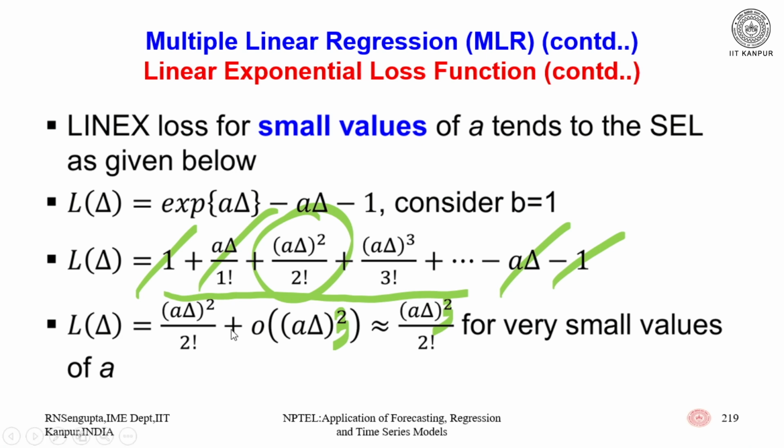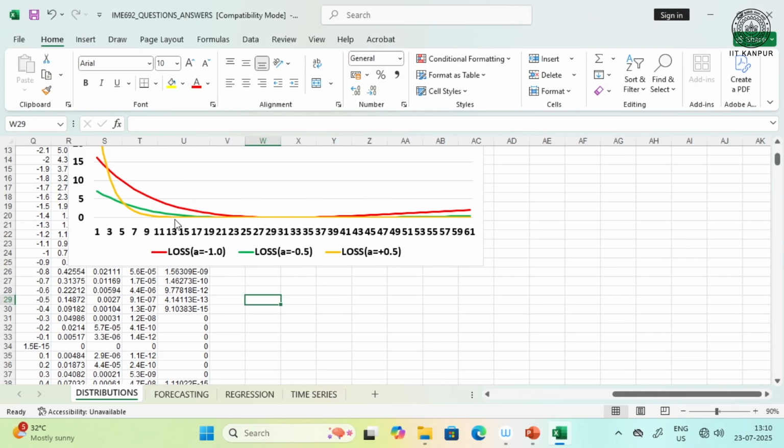Let me go back again to the Excel file. If you zoom in on the values where delta is very small, around the value of delta 0, it looks almost like a squared error loss. That means both positive error and negative error are being equally penalized. So for small delta, you can utilize the LINEX loss as an approximation for the squared error loss function.